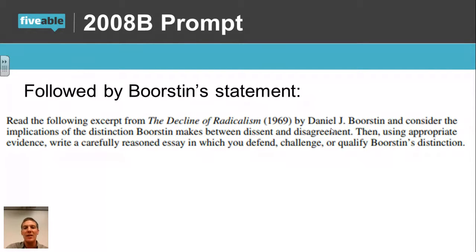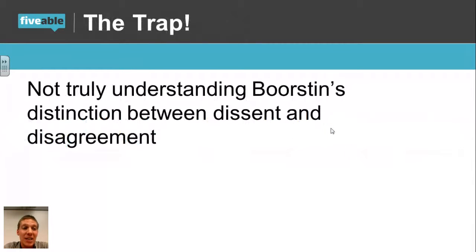All right, let's look at the next slide. Here's the trap of this prompt. To be honest, it's simply not understanding Boorstin's distinction between dissent and disagreement. I didn't copy his words, but so many students struggle with this prompt when they write it, and the reason is Boorstin's words themselves. I do not expect argumentation this year to be like this prompt, but I wanted to point out there are still many people who write a pretty decent essay on the wrong topic.